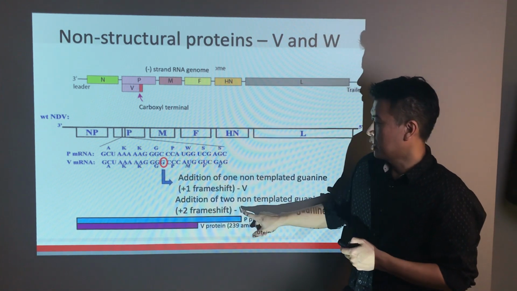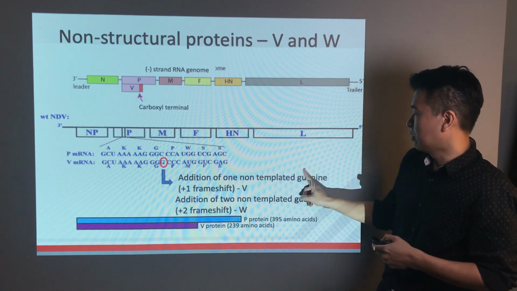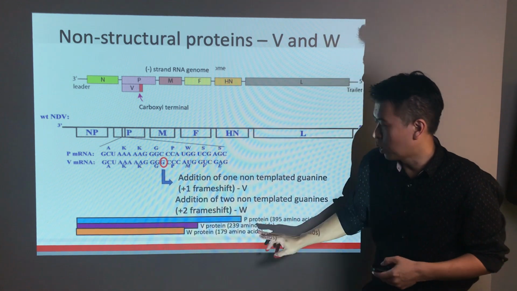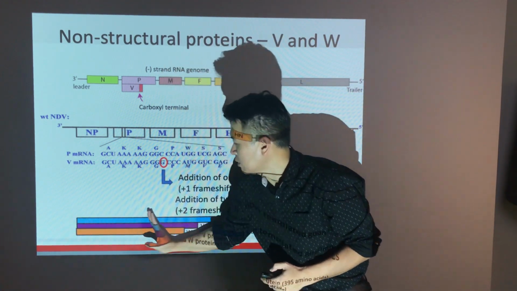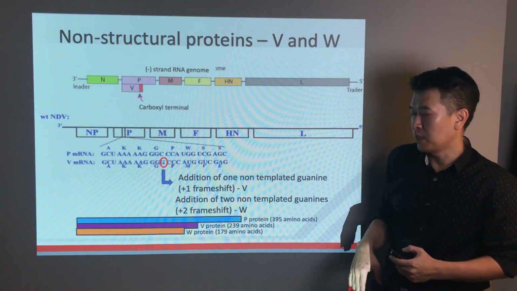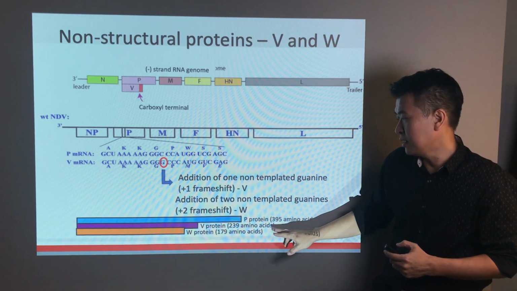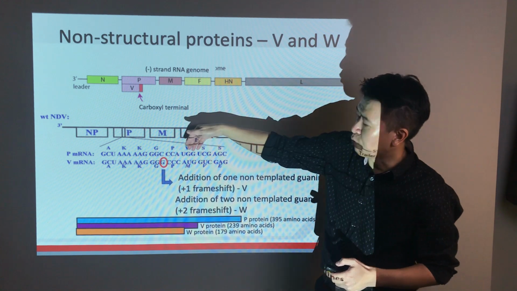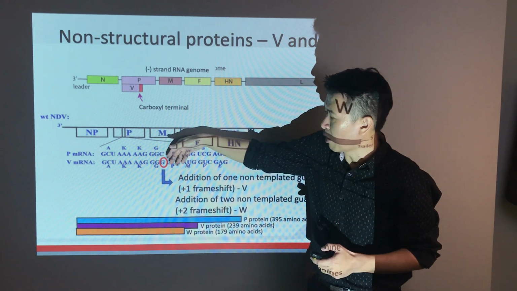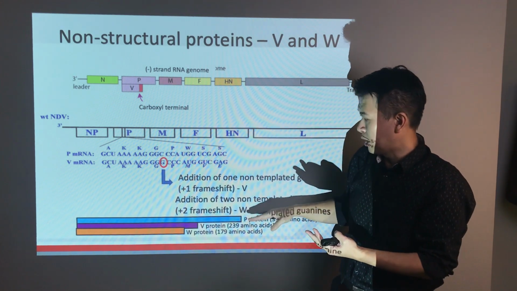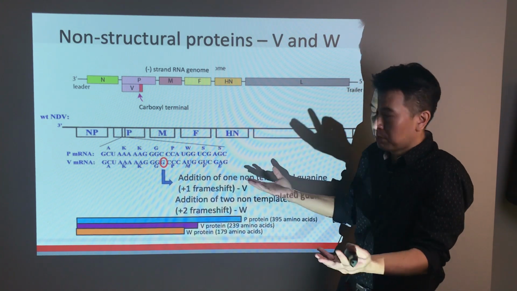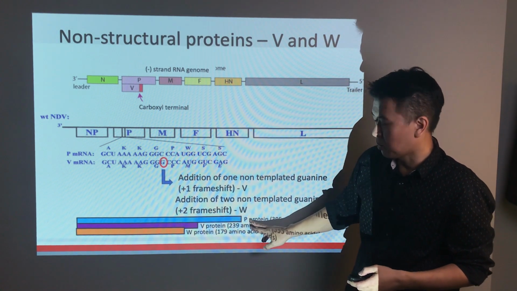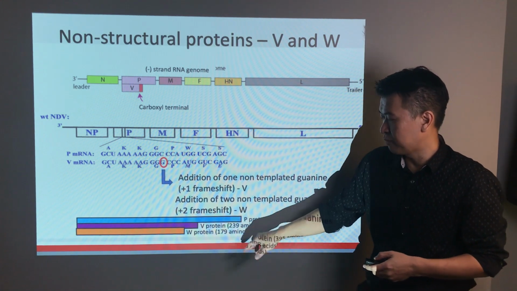V is an addition of 1 G, W an addition of 2 G, right? Here you have another G that causes another frame shift, and ultimately we produce another protein that has the same N terminal as the P, but a different C terminal from the P. So P in total has 395 amino acids, but V has 239 and W has 179. This is expected because when the reading frame shifts, it's very likely that the ribosome will encounter a stop codon earlier than the P, or later than the P, but in this case V and W are shorter. So they encounter the stop codon way before the stop codon for the P. That's why P has 395, V has 239, and W has 179.